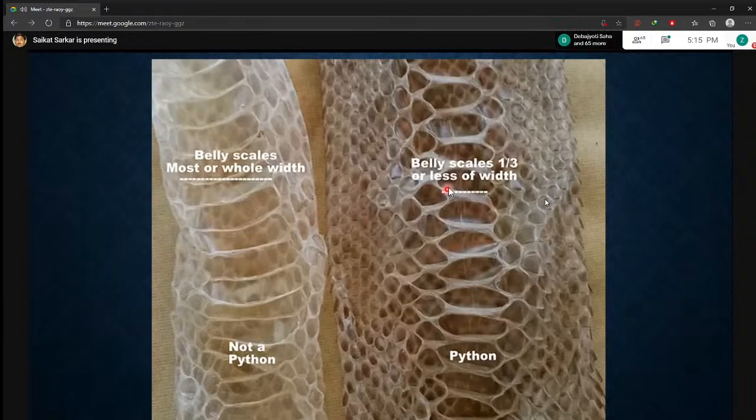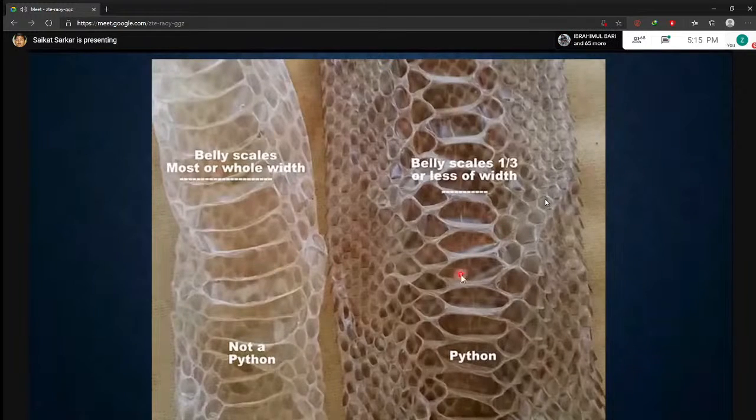But coming to the scale that is, this is not a scale. This is the slough of skin. Now this is the ventral part of the skin. This is a typical python scale. That means the ventral scales are much shorter with respect to the size of the entire exuvia. The dimension of the ventral scale will be much less as compared to this one.